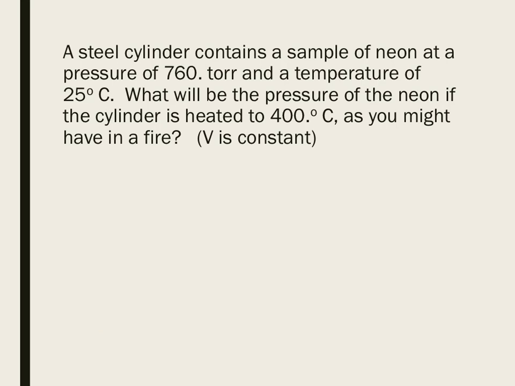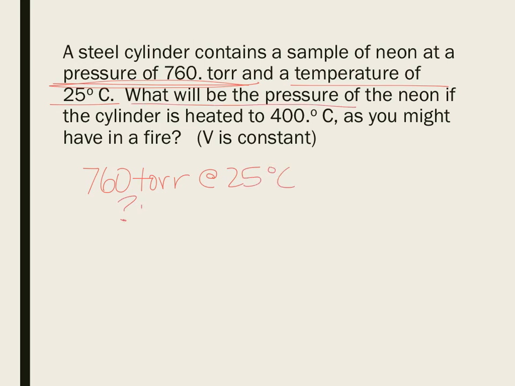All right, let's try a Gay-Lussac's law problem. A steel cylinder contains a sample of neon at a pressure of 760 torr. So that'll be my first number that I'm going to write down. And a temperature of 25 degrees C. What will be the pressure? There's my question mark. If the neon in the cylinder is heated to 400 degrees C, as you might have in a fire. Volume is constant, which means ignore volume.